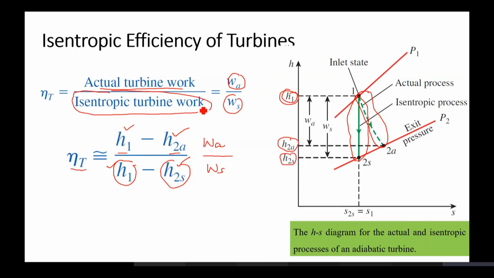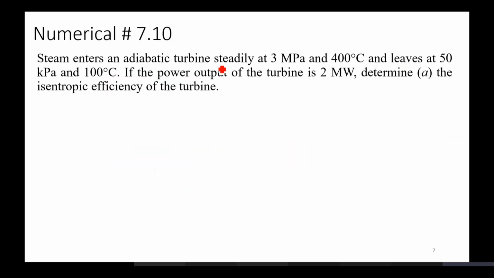So now let's have a look at the isentropic efficiency of a turbine. It says that steam enters an adiabatic turbine steadily at 3 megapascal, 400 degrees centigrade. This is state 1. It leaves at 40 kilopascal, 100 degrees centigrade. This is your actual state 2, I'll represent it as 2A. If the power output of the turbine is 2 megawatt, you have to determine the isentropic efficiency of the turbine.